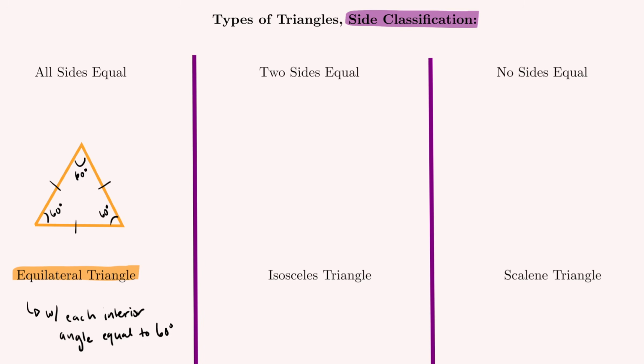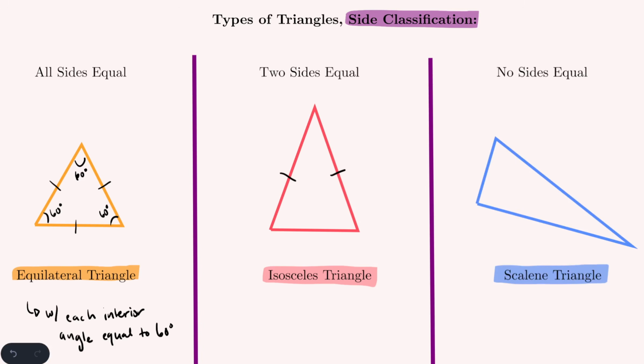Now, if only two sides of the triangle are equal, this is known as an isosceles triangle, and we indicate the two sides are equal again by the lines through the equal side lengths. Our final category is when none of the side lengths are equal, and that is known as a scalene triangle.